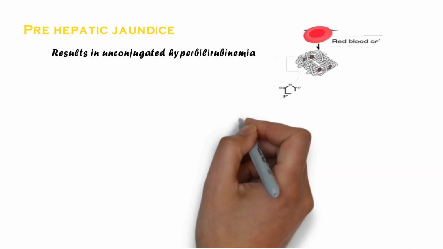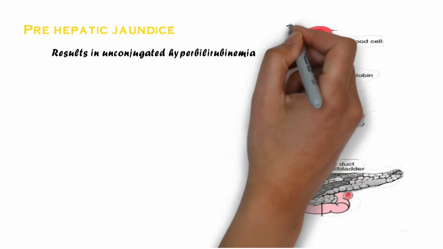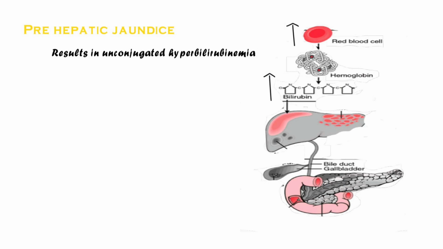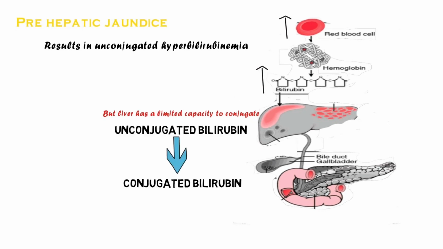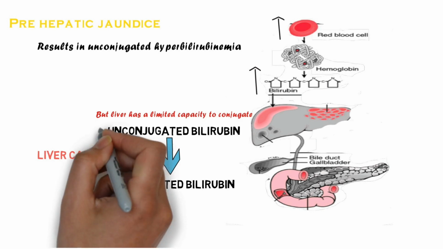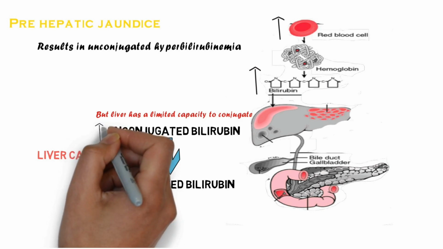Let's see how. In excessive hemolysis, there is excessive production of bilirubin, but liver has a limited capacity to conjugate it. So, the liver conjugation mechanism will not be able to cope up with that overwhelming amount of bilirubin being produced. This will result in unconjugated hyperbilirubinemia.